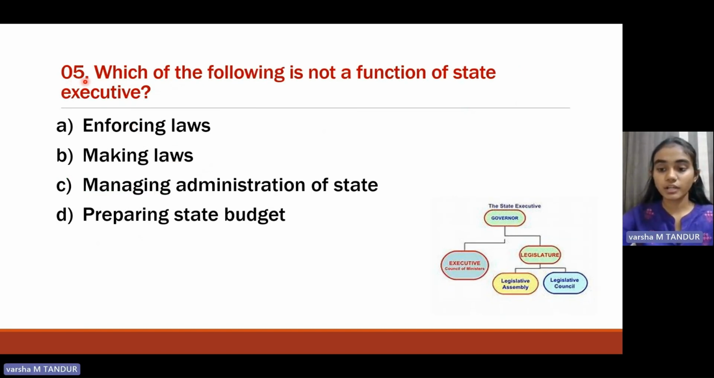So the last question under this subtopic: which of the following is not a function of the state executive? Option A, enforcing laws. Option B, making laws. Option C, managing administration of the state. And Option D, preparing the state budget. The option is making laws. Making of laws is dependent upon the Parliament and it is not a function of the state executive. So these were the main topics. These were the subtopics of the Indian Constitution.